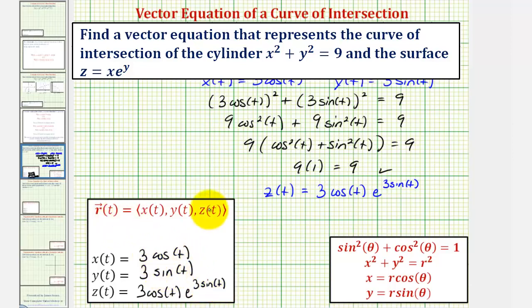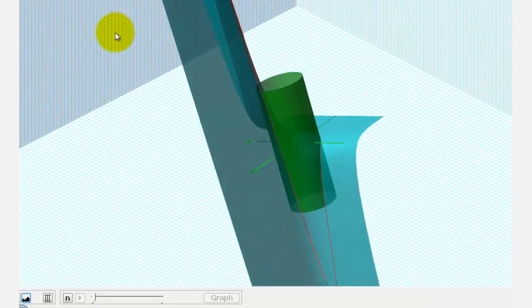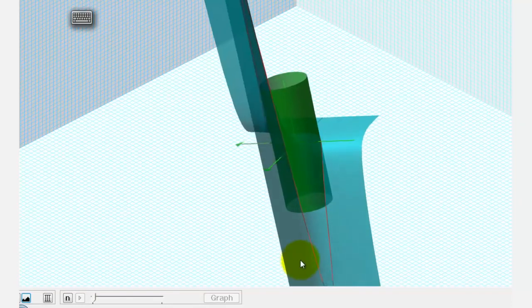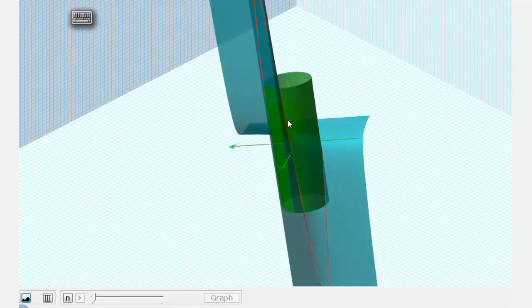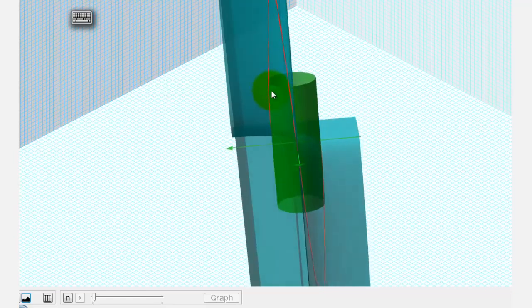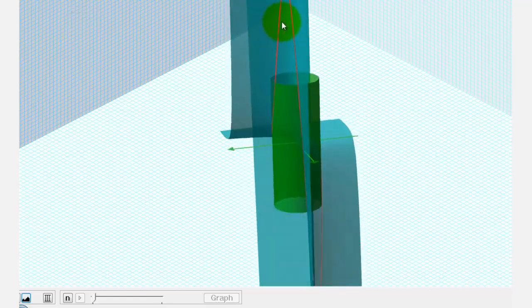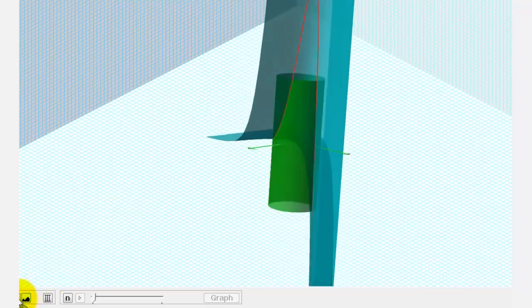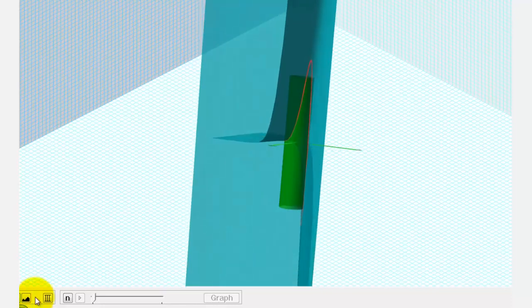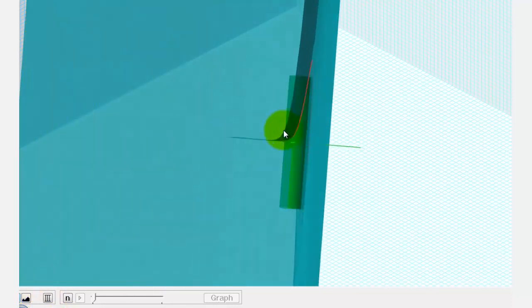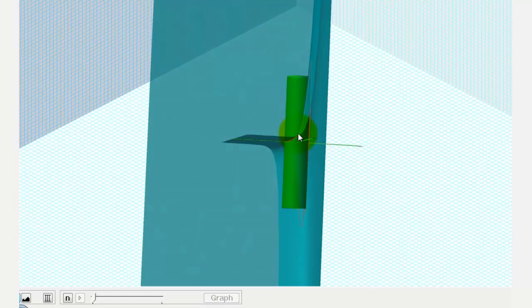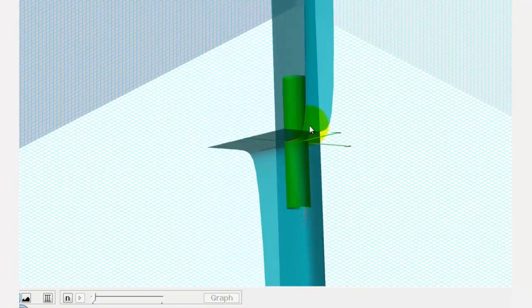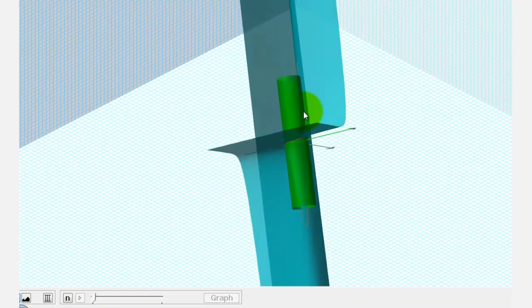Let's verify this vector valued function would trace out the intersection of the cylinder and the surface. I've graphed the curve traced out by the vector valued function in red, and notice how it does trace the intersection of the cylinder and the surface. Let's go ahead and change the window so we can see more of the cylinder. Again, notice how the red curve traced out by the vector valued function is tracing out the intersection of the cylinder and the surface.